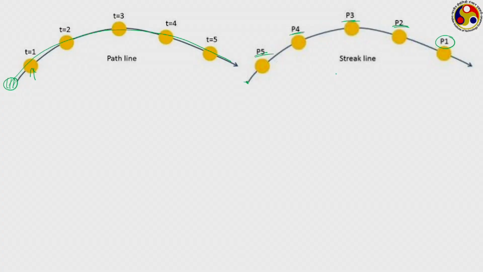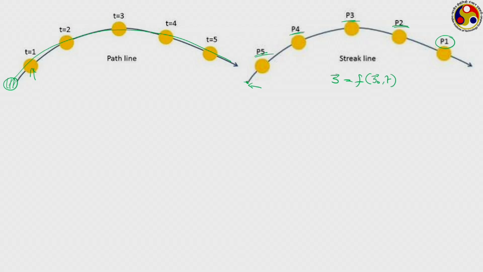However, for streak line, we can probably write the equation of the line as something like this, where S is the equation for this streak line. S naught refers to the fixed point. If this is the point with respect to which you are drawing the streak line, then S naught refers to the location of that particular point, and T is the time at which we are drawing this streak line, because this time T will decide how many particles we have to consider.